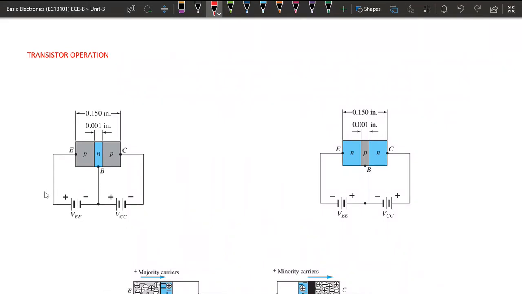Here, this is the PNP transistor. To get transistor operation, we need to bias it in the active region. The input side should be biased in forward bias and the output side in reverse bias. This is the case for the PNP transistor. Similarly, for the NPN transistor, this is forward bias and this is reverse bias. So to have transistor operation, we need to bias the transistor in the active region.